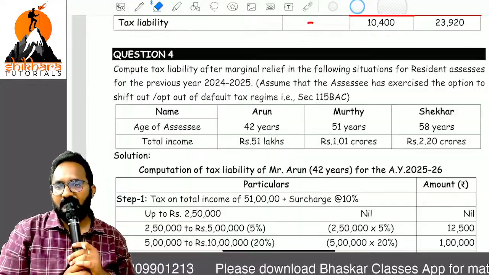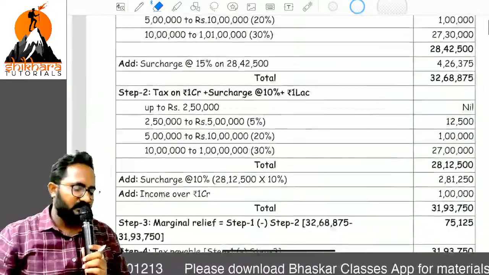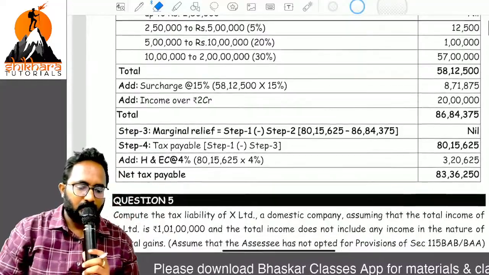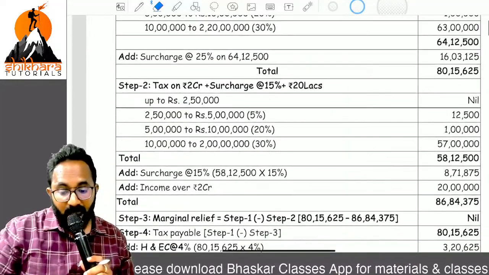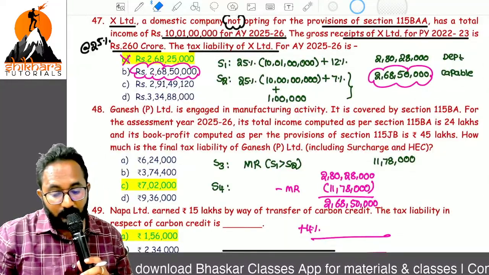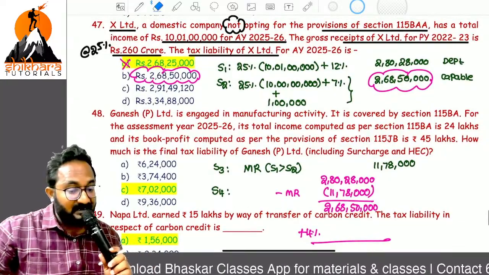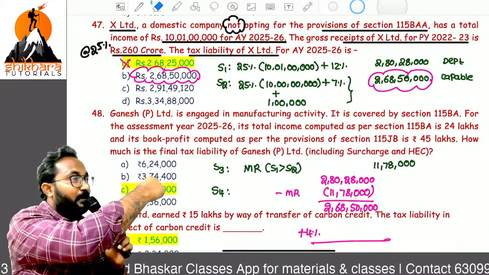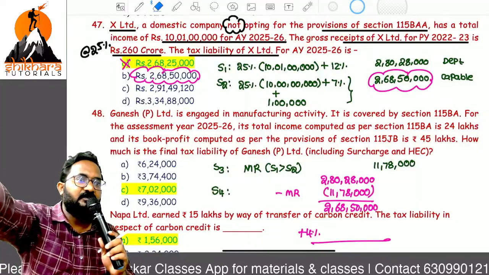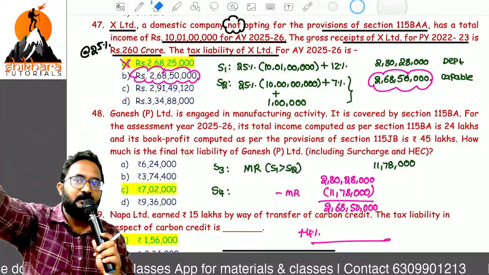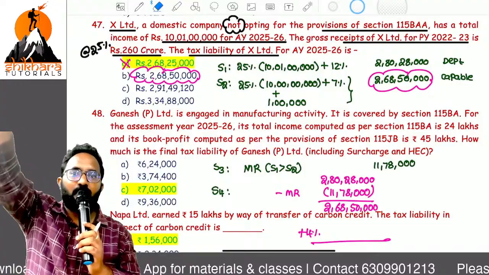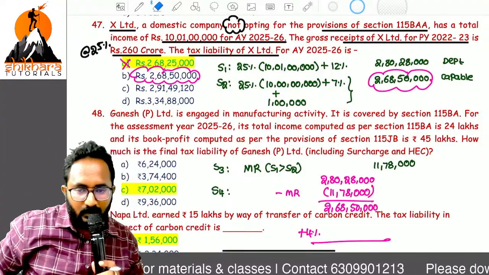Tomorrow we can discuss a few more problems related to marginal relief from our material. Yes, remember, in our handwritten notes, we solve the problems for individuals, but this MCQ is for whom? Company. So I already told you marginal relief is available for all assessees who suffer with the incrementing of surcharge. Yes, thank you.